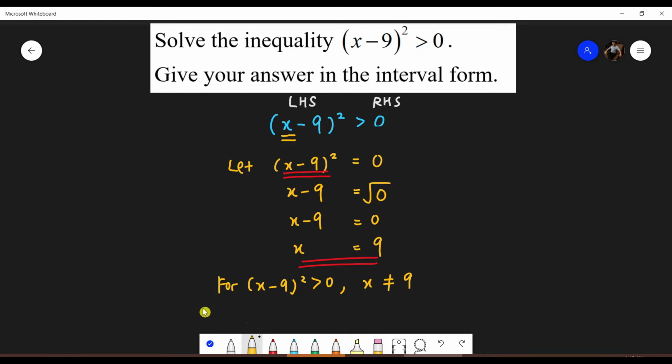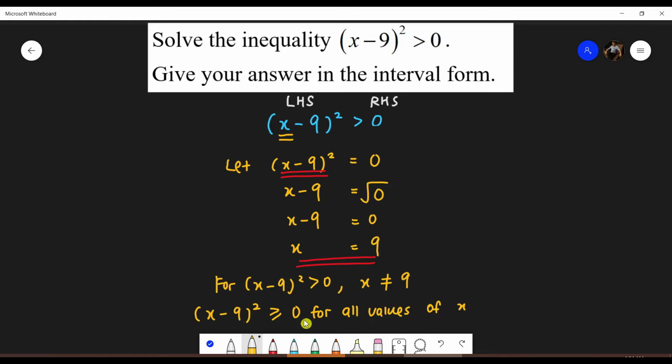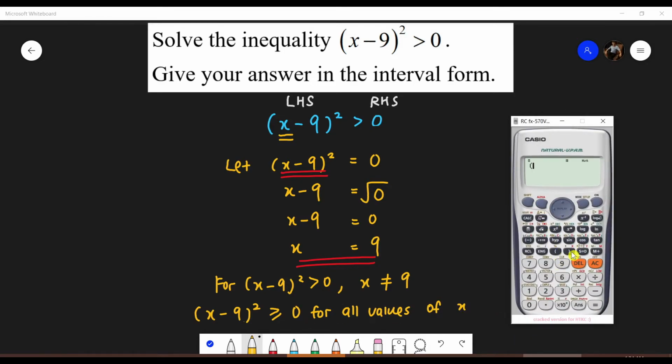And we have learned that the value of (x - 9)² is greater than or equal to 0 for all values of x, any value of x. When you substitute any value of x into this term, you will get a value greater than or equal to 0. You can check this using your calculator. Let me try it for you. I will key in (x - 9)² into the calculator to see whether it is greater than or equal to 0, by testing a few values of x.